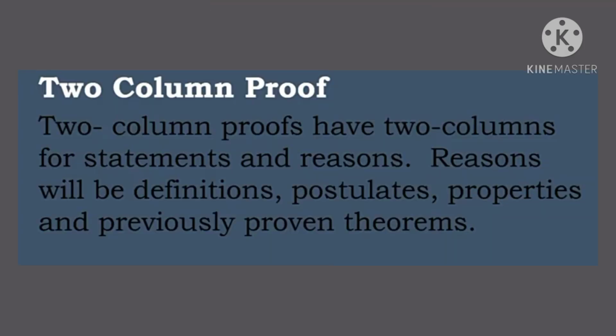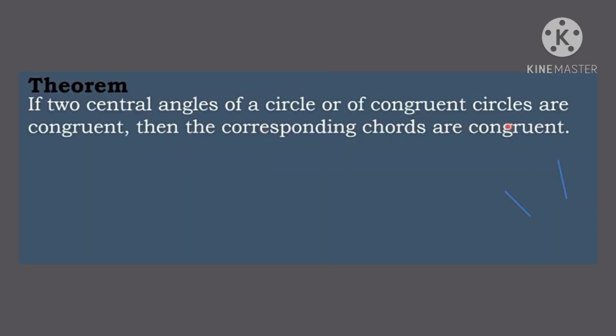Maybe some of you already know what a two-column proof is, but let me tell you its meaning. The two-column proof has two columns for statements and reasons. Reasons will be definitions, postulates, properties, and previously proven theorems. Let's try to prove this theorem.